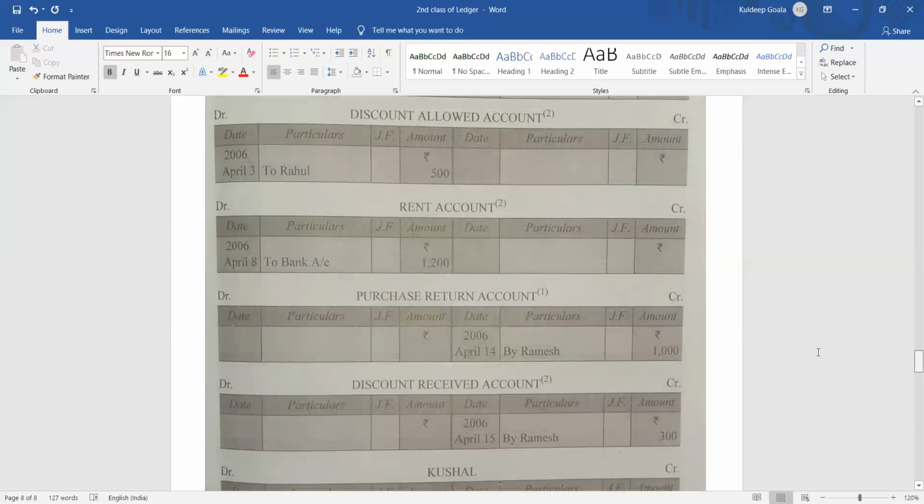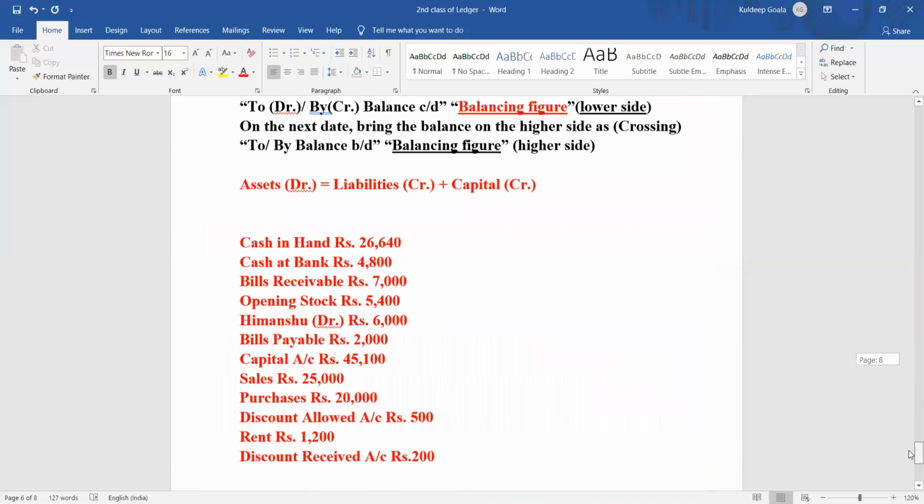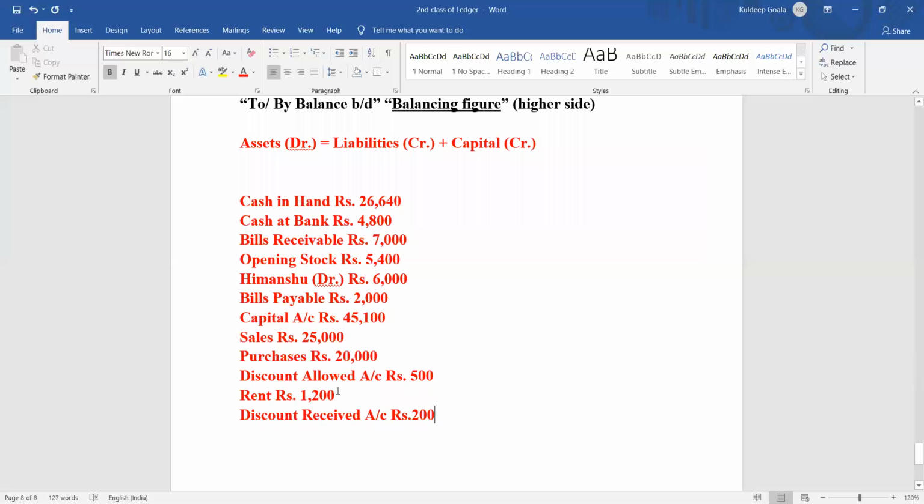Well, after rent we have got purchase return account, isn't it? Rent is 1200. After that, purchase return account is there. Purchase return is how much? 1000 rupees. Okay, so let's write down the purchase return account first. Purchase return account.